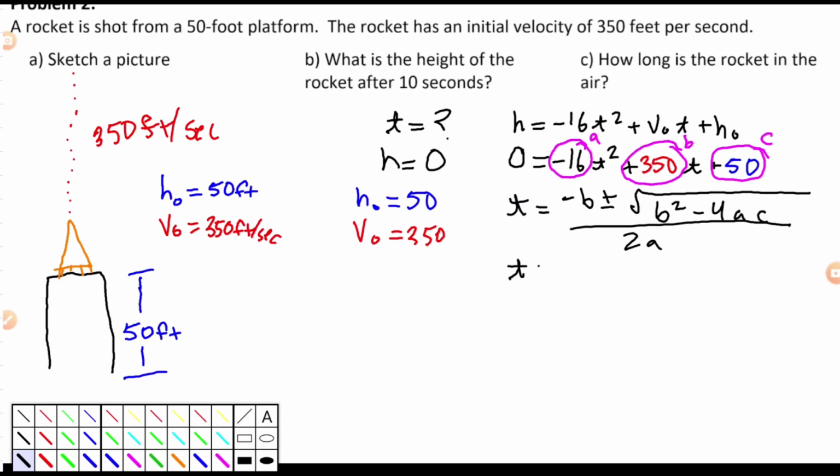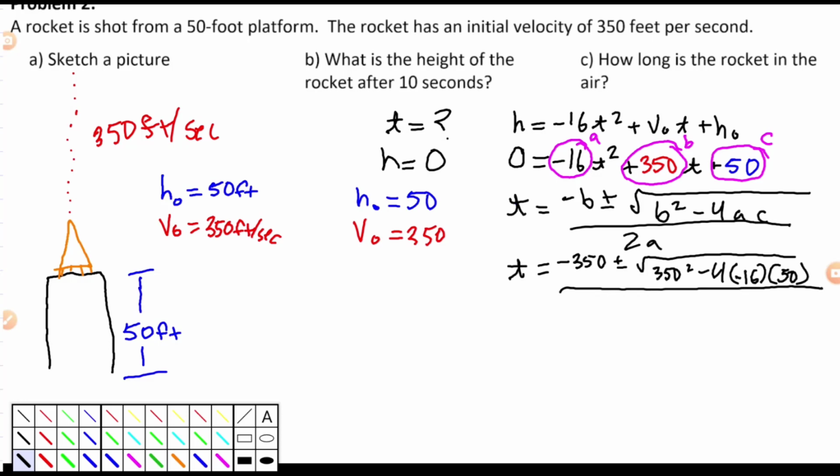So use those, and then it's just calculator work for this problem. So this one is t is equal to, the opposite of 350 is negative 350, plus or minus the square root, B squared, well, that's going to be 350 squared, minus 4 times A, which is negative 16, times C, which is 50. All of this divided by 2 times, what is A in this problem? Negative 16. So that's it. I just did one huge substitution, and then I'll just work this out. So let's try to work this out quickly.